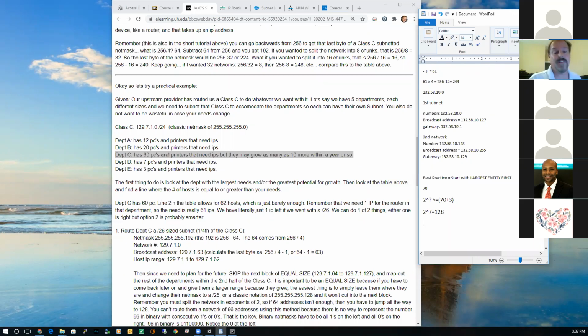So I'm going to have to use half of that class C I was allocated just for that first department. Now, if I was given larger than a class C or multiple class Cs, yes, I could give that entity an entire class C and be done with it. Say, oh, this is much easier to do the math. But the next best practice is: do not waste space.